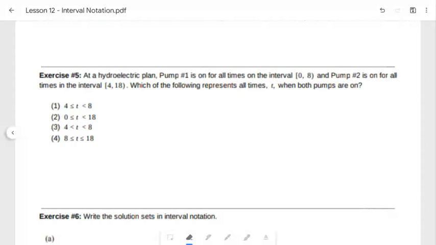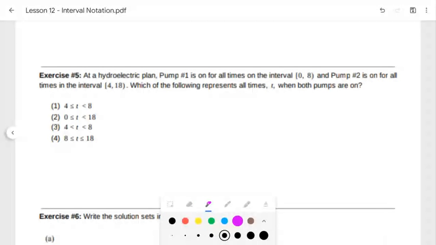Now, something like exercise number 5: at a hydroelectric plant, pump number 1 is on for all times on the interval from 0 to 8. Pump number 2 is on for all times from 4 to 18. Which of the following represents the times when both pumps are on? So this is kind of like an and, where both pumps are on.